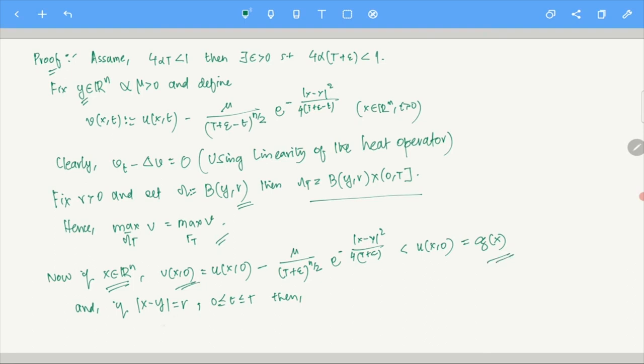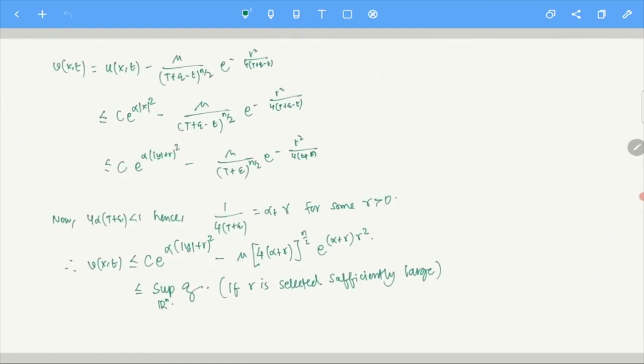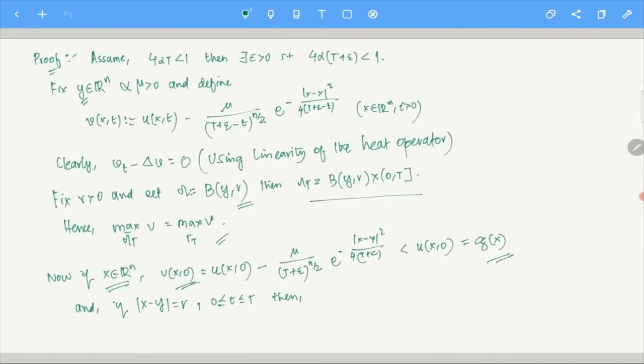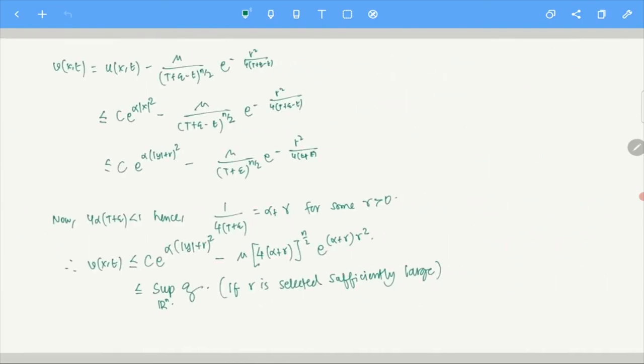In a ball with center x and radius r, we show that v of xt is less than or equal to this particular thing, which is less than or equal to supremum of g on Rn, right? Once I know that it holds for a bounded set, I am taking any two points x and y such that mod x minus y equals r. Whatever the distance is, you can have a ball like that with those two points on the boundary. For that ball I can do the exact same calculation and show that v of xt is less than or equal to this, which is less than or equal to supremum of g over Rn.